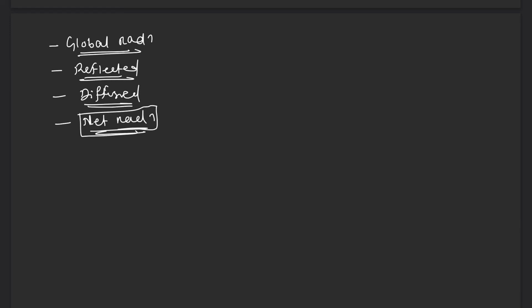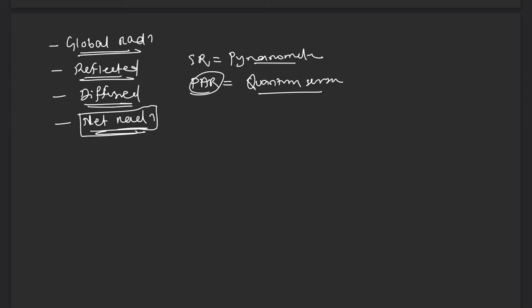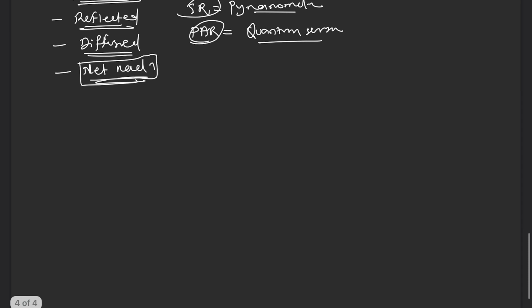How is solar radiation measured? Solar radiation is measured by the instrument pyranometer. And photosynthetically active radiation is measured by a quantum sensor. Solar radiation is measured by pyranometer, right? Then we have the response of plants to solar radiation. We'll discuss it. This is also an important question.